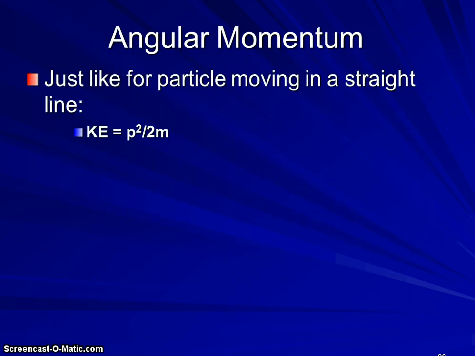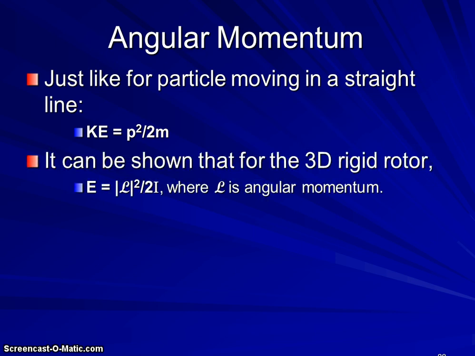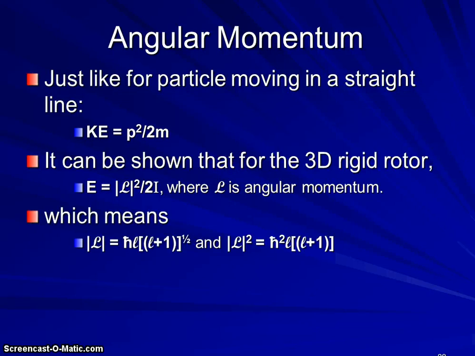Now let's talk about angular momentum. Just like a particle moving in a straight line has kinetic energy equal to momentum squared over 2 times the mass, we could show mathematically that the energy of a rigid rotor is the square of angular momentum over 2 times the moment of inertia. So we'll call capital script L here the angular momentum.